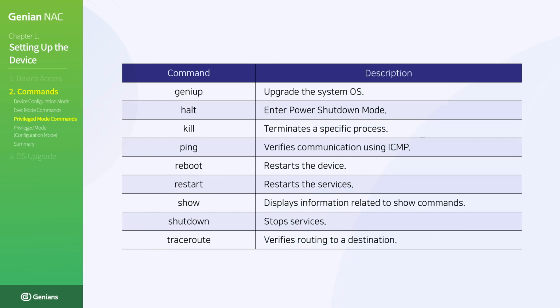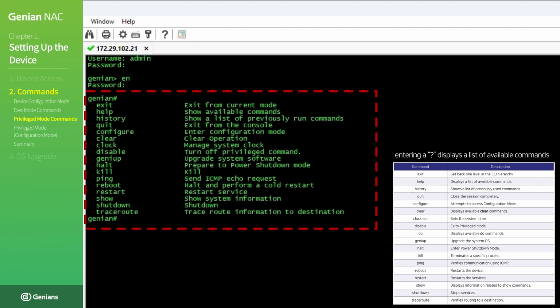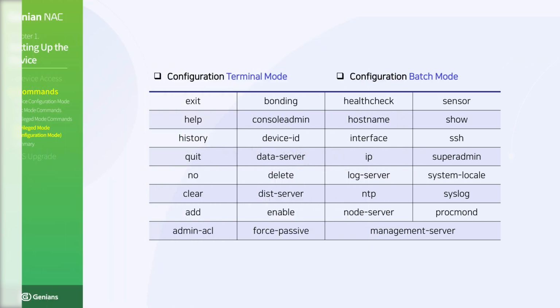Here is the command list available in privileged mode. Use the appropriate command based on your situation. In privileged mode, entering a question mark displays a list of available commands. The configuration terminal and configuration batch commands are used to transition into configuration mode, where specific commands can be executed. As mentioned earlier, configuration mode is divided into two options based on the purpose. Use terminal mode to apply settings immediately. Use batch mode to apply settings after a reboot.